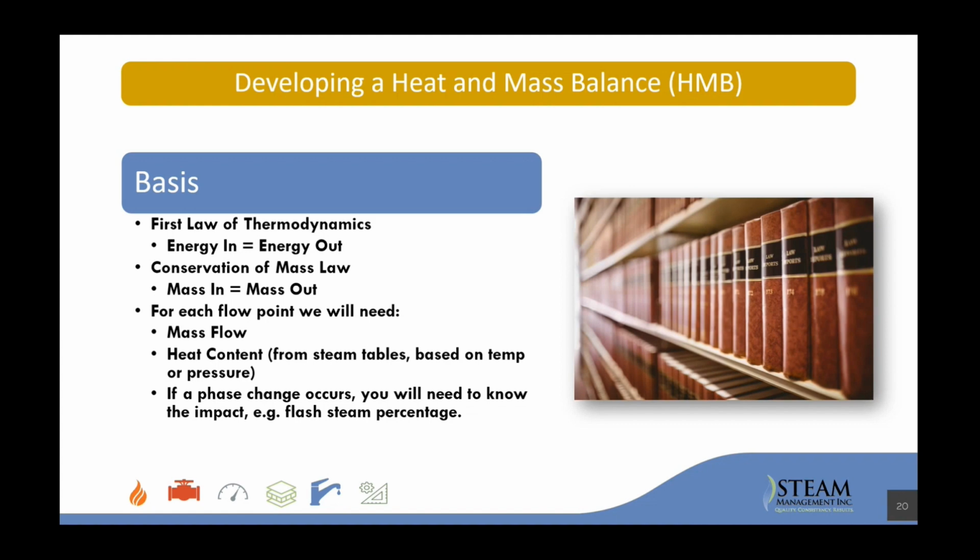But okay, so we'll get into developing a heat and mass balance. This is the bulk of the presentation, and we're going to get a little technical here, but bear with me. Hopefully you find it as interesting as I do.